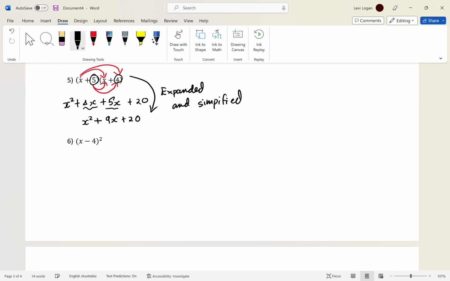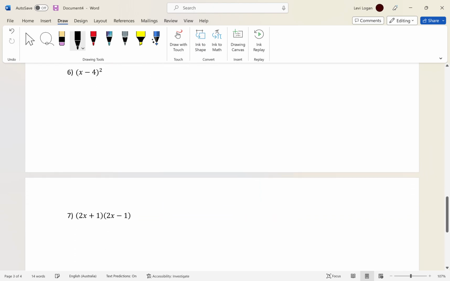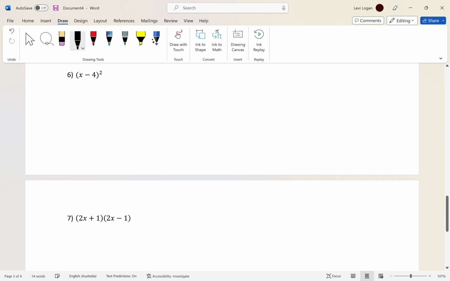Alright? Alright, let's have a go at question 6. So if you want to have a go without me, feel free to have a go. Alright, so what does this mean? So recall when you have something like x squared, what does that actually mean? That just means x times x, 2 times, right? So it's the same idea here. What this means, x minus 4 all squared, basically just means x minus 4 times x minus 4.